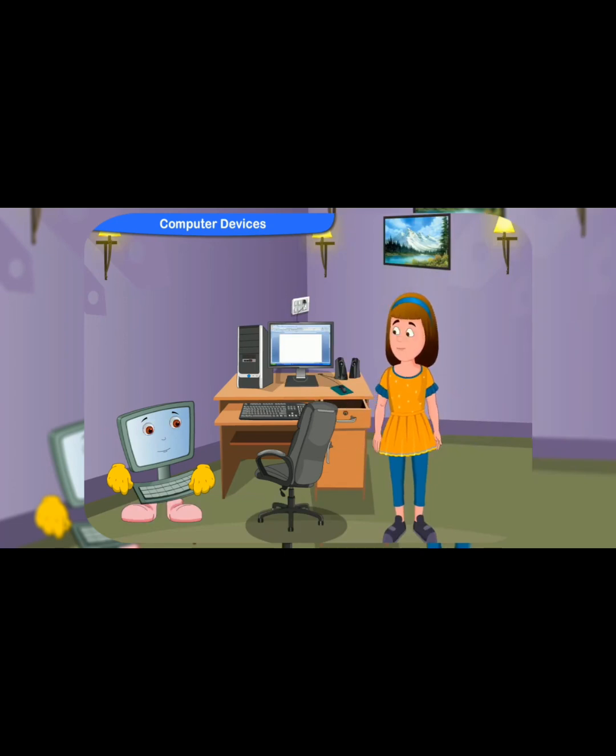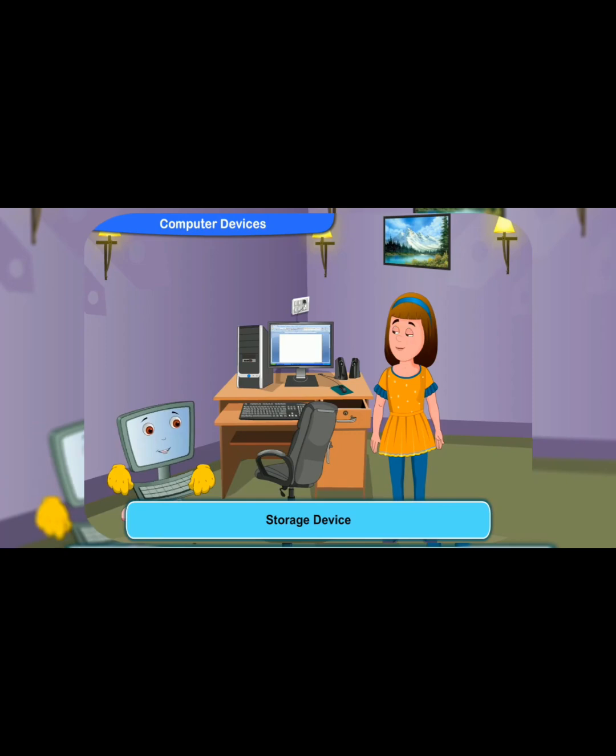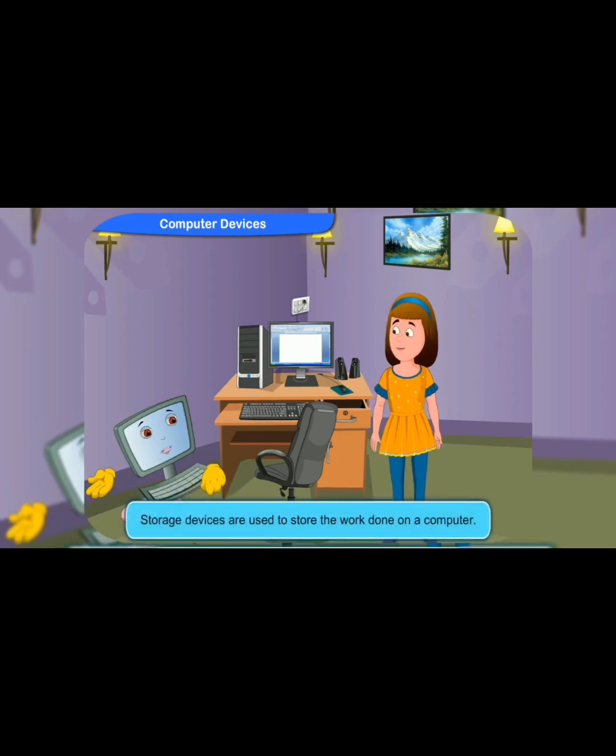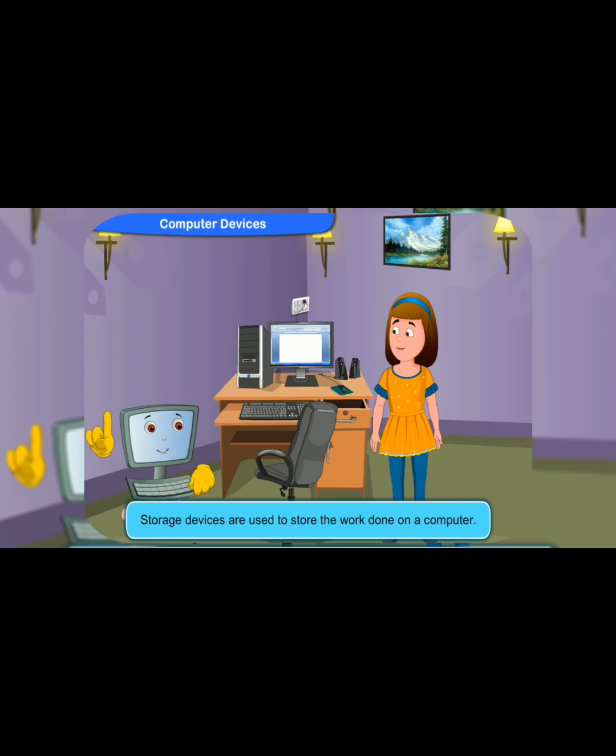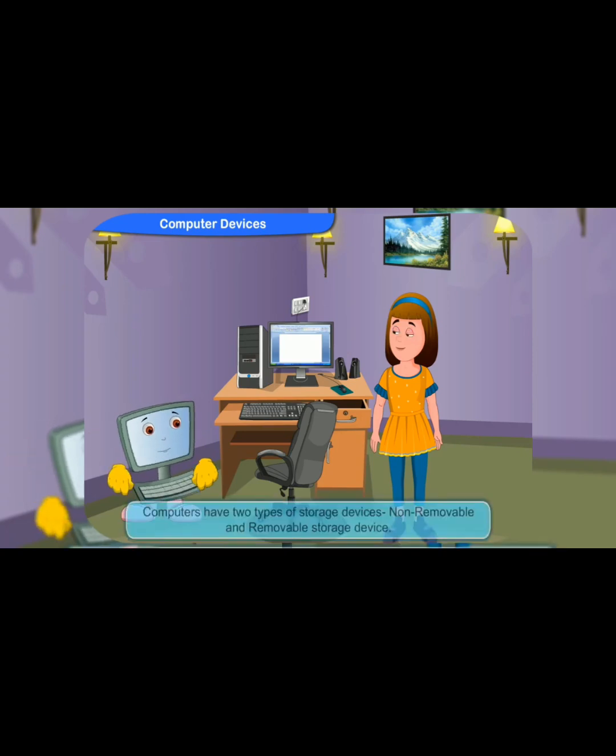All this information you are giving me, I'm sure I may forget some of it. I need to save it in my pen drive. You surely can, Rennie. That reminds me, is the pen drive also an input device? Well, no, Rennie. The pen drive is a storage device. Storage device? Storage devices are devices which are used to store the work done on a computer.